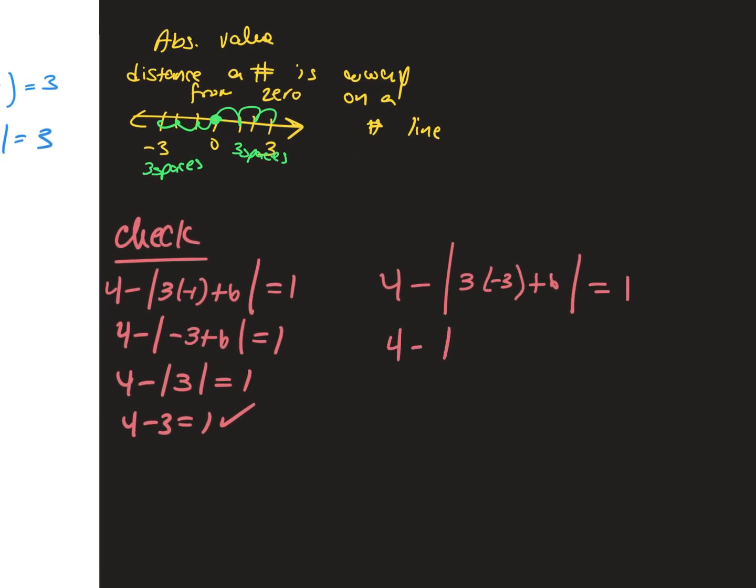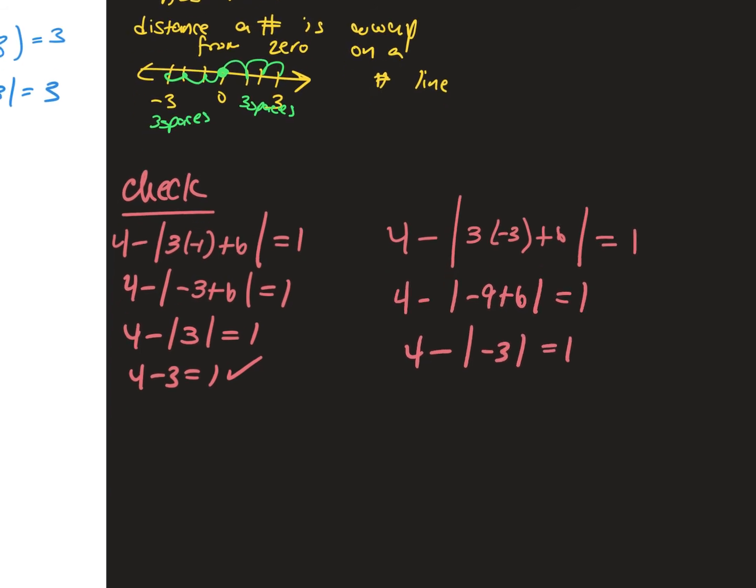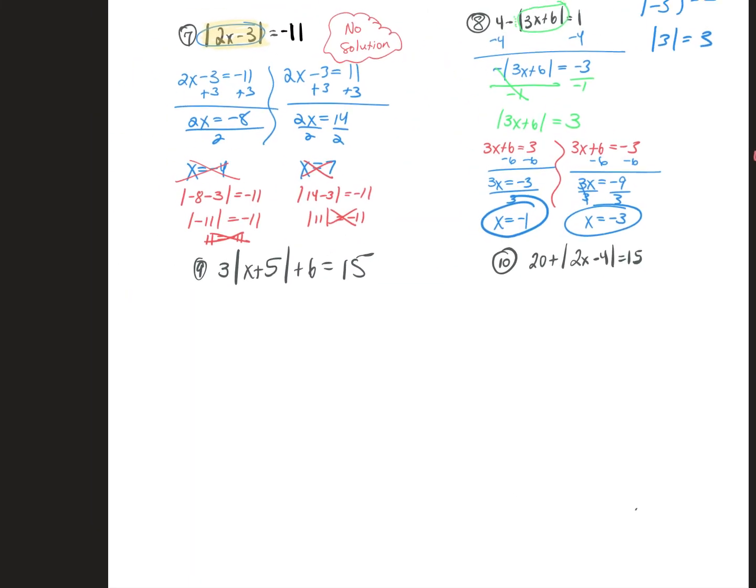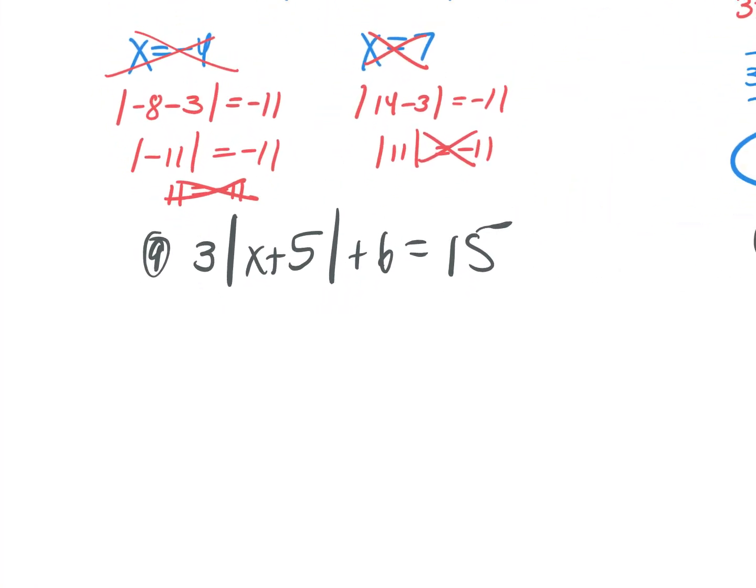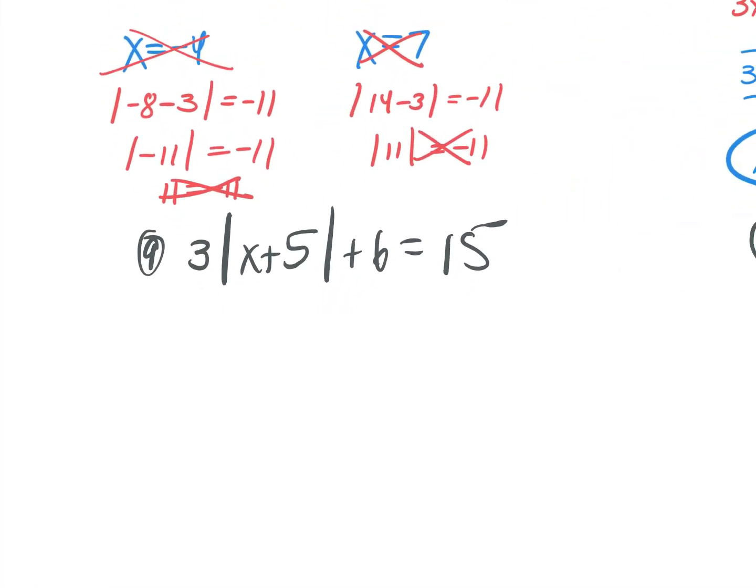3 times negative 3 is negative 9 plus 6 equals 1. 4 minus the absolute value of negative 3 equals 1. What's the absolute value of negative 3? 3. Positive 3. So 4 minus 3 equals 1. Yep. All right. Well, let's move along. Is my absolute value by itself? No, it's not. So let's isolate it. Let's get it all by itself.